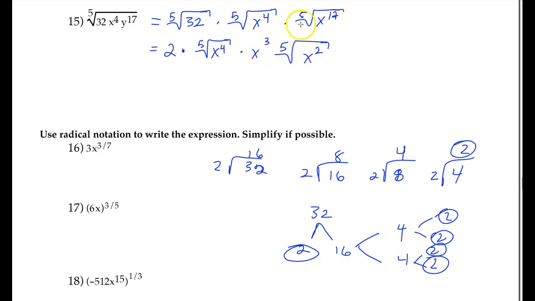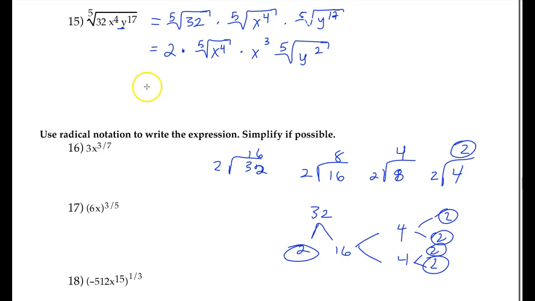Sorry, that should be y, not x. So let me change that. That should be a y there, and that should be a y here. So I apologize about that. Everything I was saying here about the x's really should have been y's, because I forgot to write that.